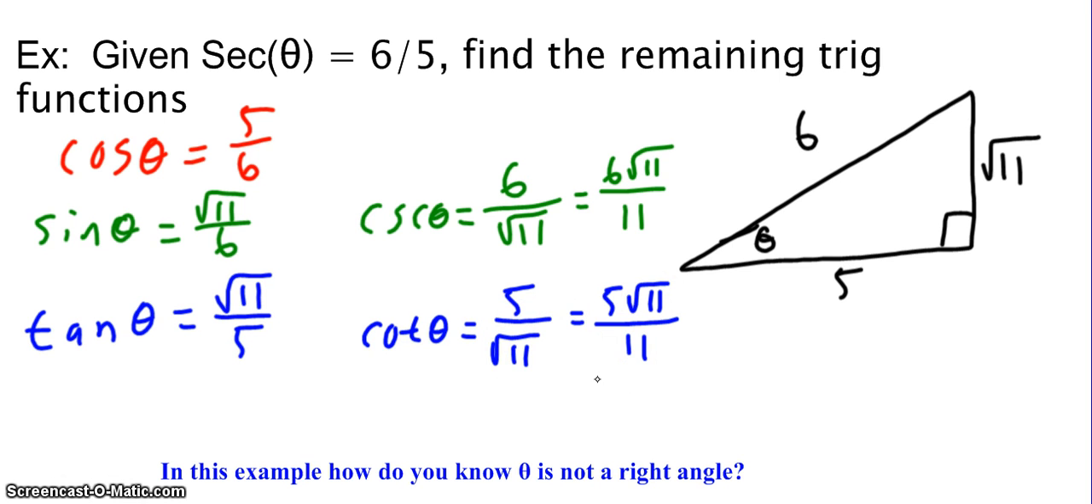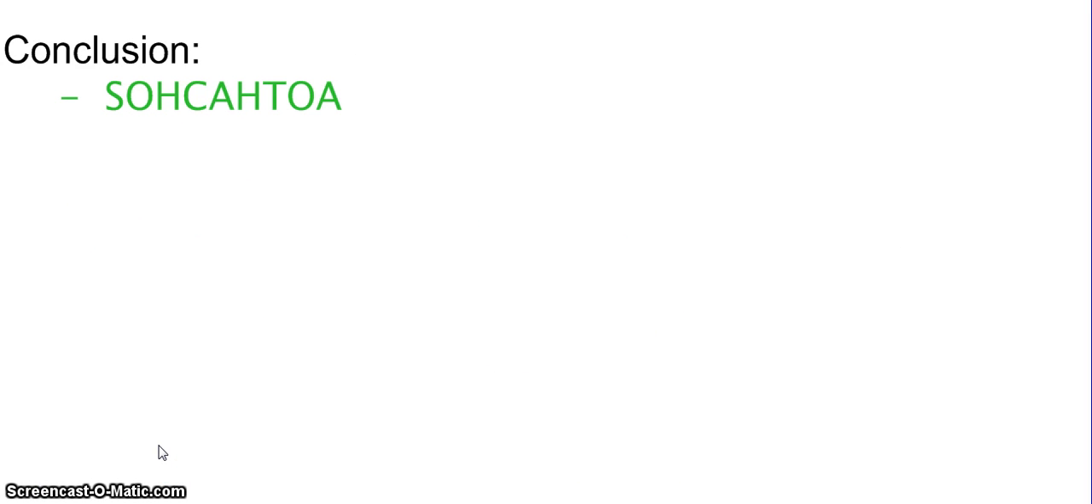Last thing, I want you to think about, in this example, before I did the problem, how did I know theta was not a right angle? There should be a reason for that. Just make sure you know how each trig function relates to the sides of a triangle from a given acute angle.